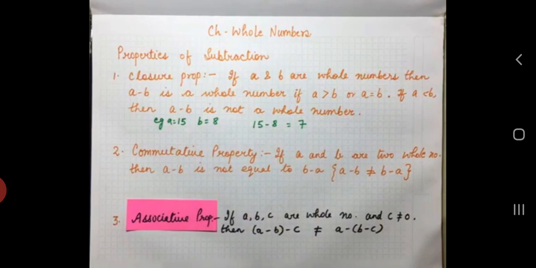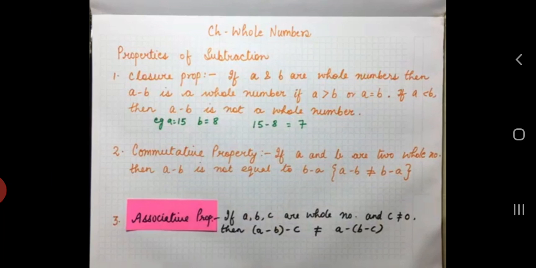So, for the first case, a greater than b, here we considered a equals 15 and b equals 8. You can see here a is greater than b and a minus b, that means 15 minus 8 equals 7. 7 is a whole number. That means if a is greater than b, the resulting number a minus b is a whole number.